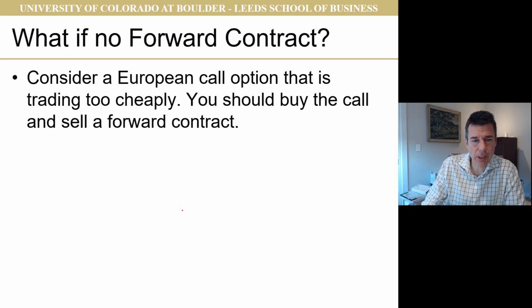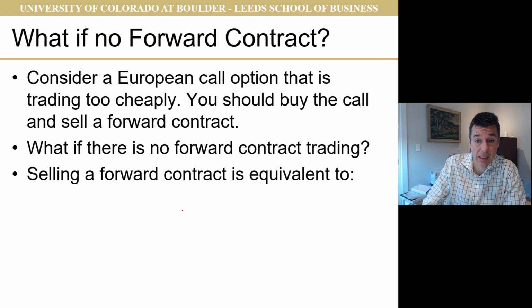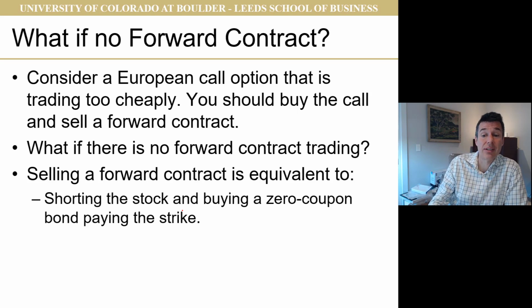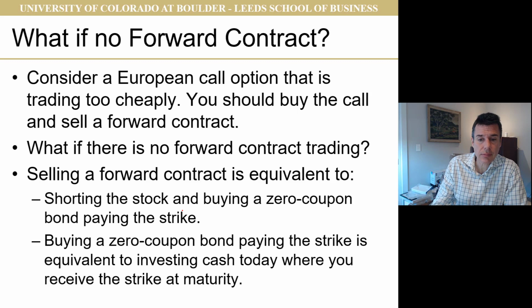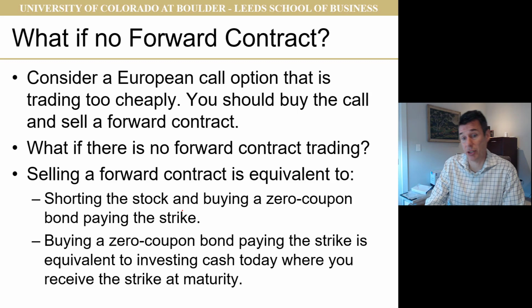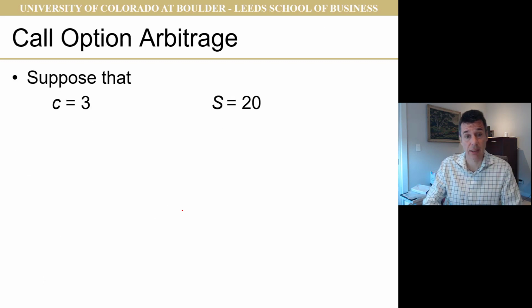If there's no forward contract, we have a small problem here, but not an insurmountable one. So let's say we've got a call option that's trading too cheaply. You should buy the call and sell a forward, but let's assume there's no forward contract to trade. Then selling a forward contract is equivalent to shorting the stock and buying a 0 coupon bond paying the strike. Buying a 0 coupon bond paying the strike is equivalent to investing cash today where you receive the strike at maturity. So we can do those trades, even if we can't trade a forward in the market. Okay, so let's do some examples here.